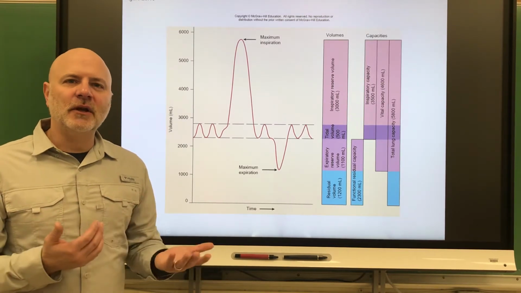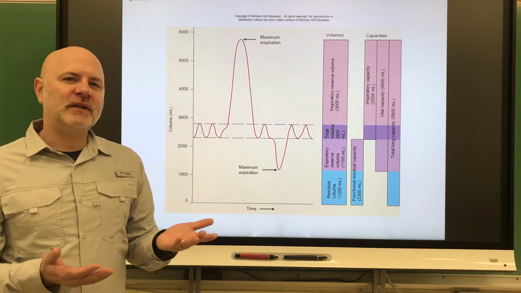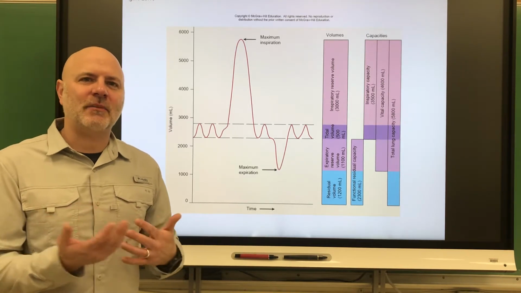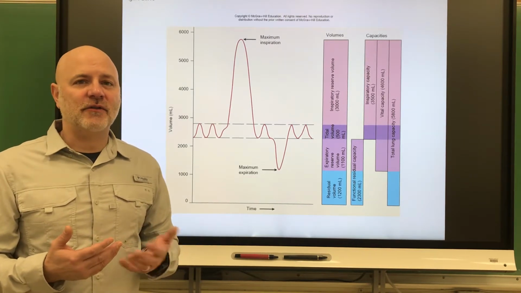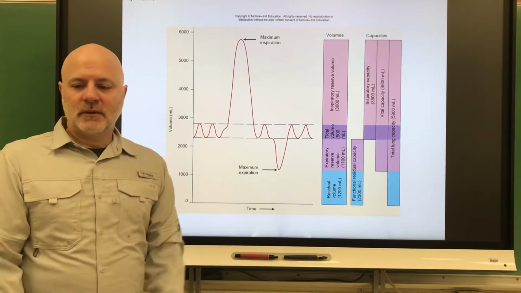A liter is a little bit more than a quart, and it takes 4 quarts to a gallon, so we're talking about 3/4 of a gallon of air that we inhale in that inspiratory reserve volume.